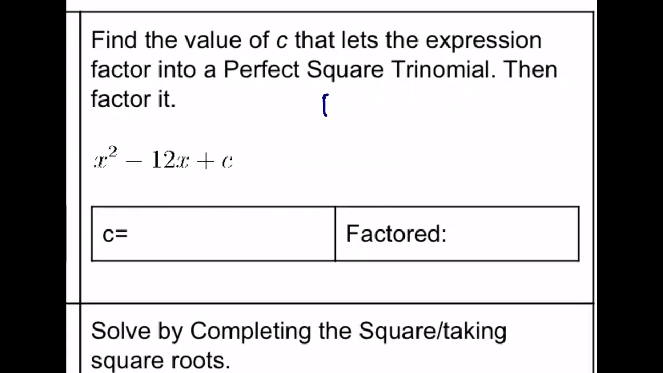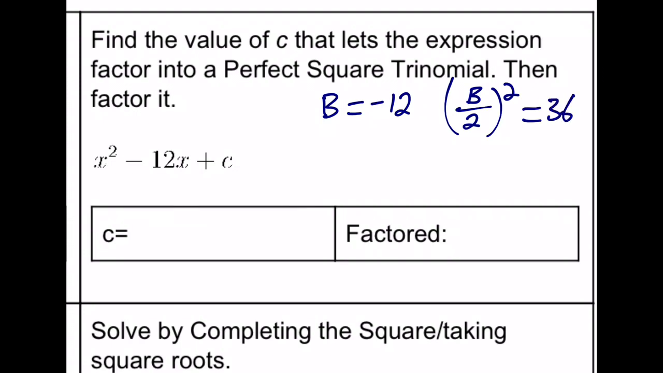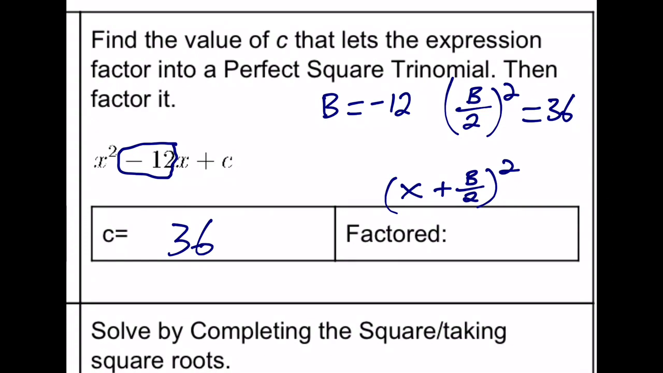Same thing here. b is equal to negative 12. So what is b over 2 squared? Negative 12 divided by 2 is negative 6. If we square that, we get 36. And that's what our c value has to be. For our factored form, this is going to be x plus b over 2 squared. Since b is negative 12 divided by 2, this becomes x minus 6 squared.